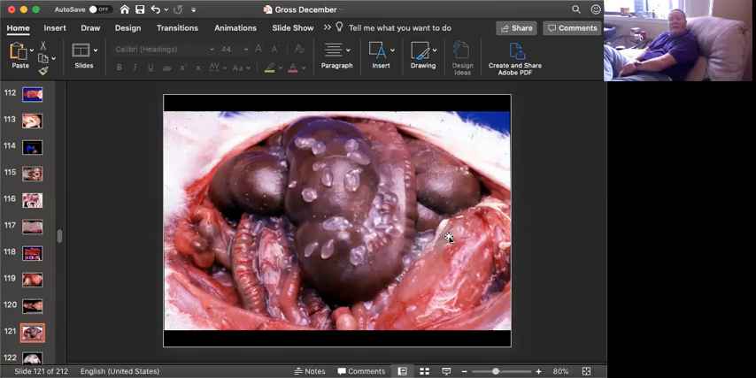This is tissue from a rabbit. Can you name the agent?